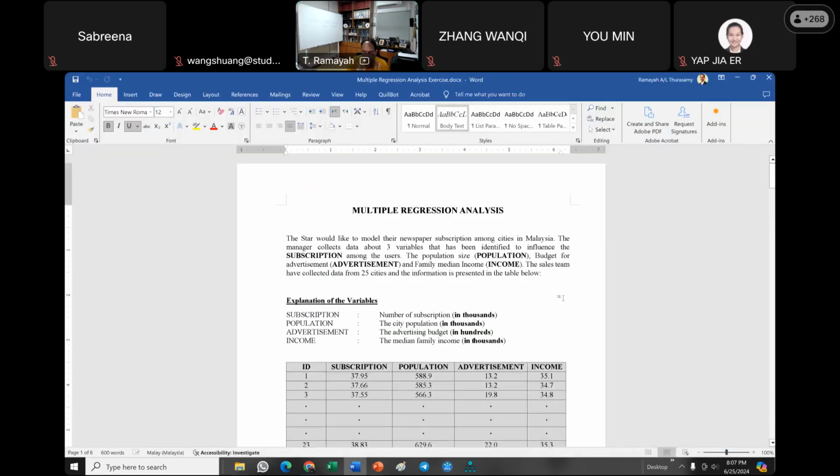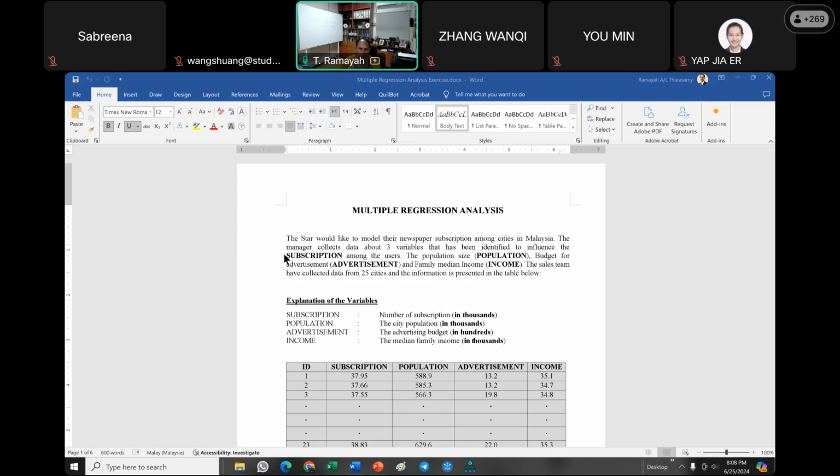This is a typical multiple regression analysis output. And how do you use the multiple regression output for your answers? You need to look at the tables that are given to you. What the question usually gives you is a description of the variables in your model. Here we have 3 independent variables: income, population, and advertisement. Your dependent variable is subscription.